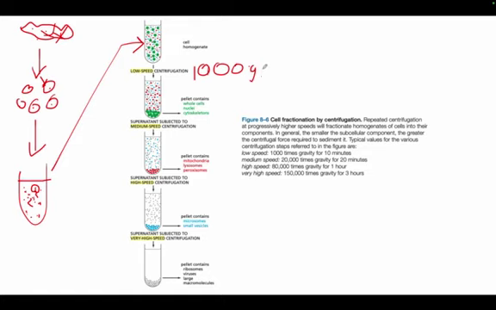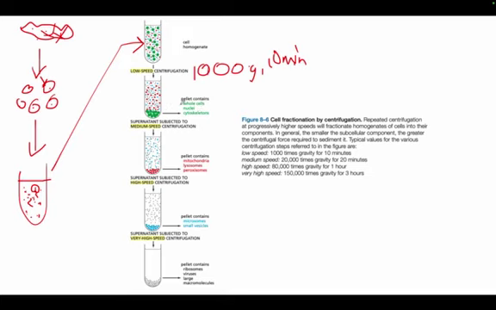1000 G, 10 minutes. Okay. And here in this pellet, we're going to get whole cell, nuclei, and cytoskeleton. So all of the large components of the mixture are going to come out here.